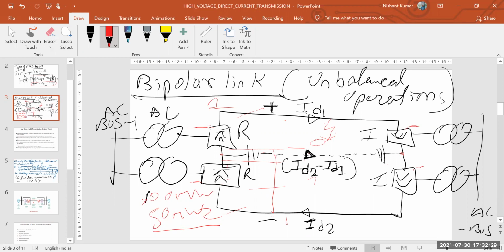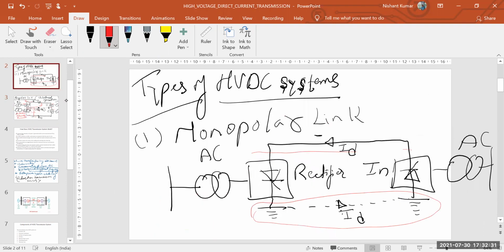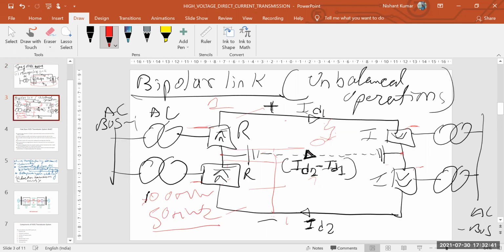So you could understand with clarity the difference between monopolar and bipolar, and the advantages and disadvantages. In monopolar, if a fault comes, the entire setup would be down. But in bipolar, if a fault occurs in any of the conductors, the other conductor with the ground as return will work as a monopolar link.